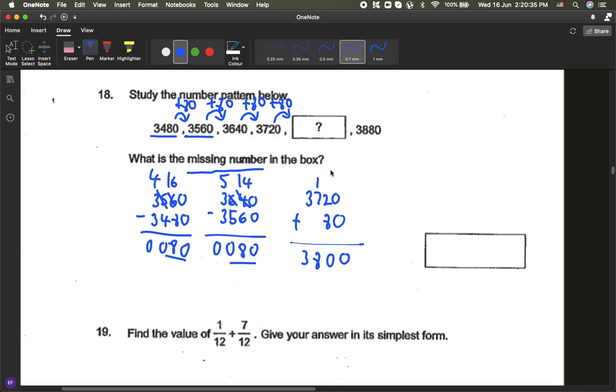So the answer to this question is 3,800. And if we do put it here, 3,800, we can also see that the consecutive number here, 3,880, we need to add 80 to this to get this as well. So you can do that to check your answer. So we did get the correct answer.